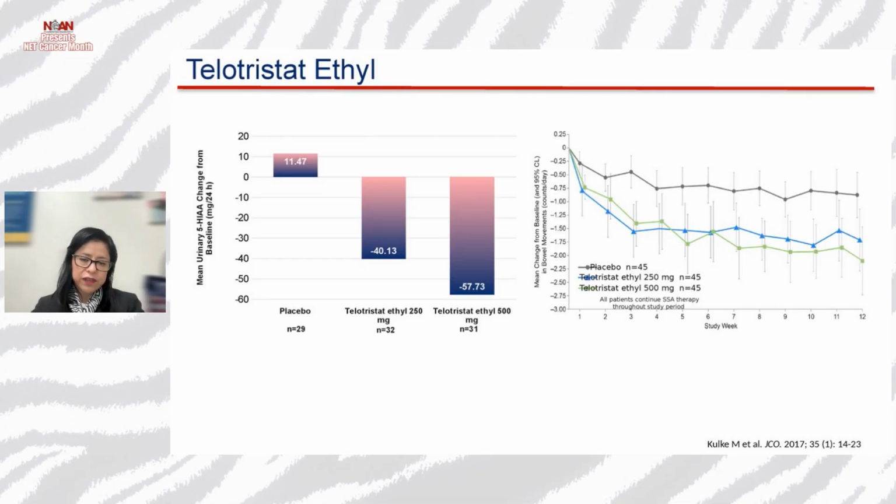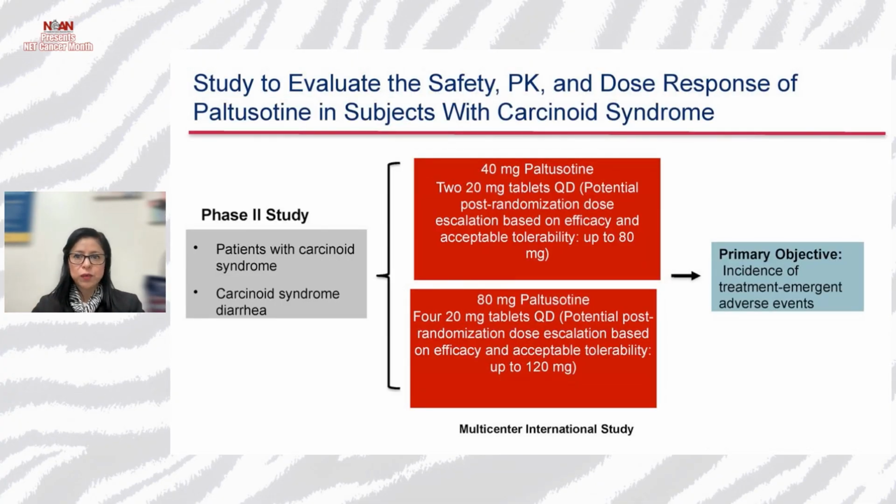They also have lower measurements of the 5-HIAA. Moreover, as we can see in this graph, patients on telotristat had fewer episodes of diarrhea compared to the patients on placebo, meaning those not receiving the actual drug. The patients receiving telotristat also had a decreased number of bowel movements by using this drug, and because of that, it was subsequently approved by the FDA for carcinoid syndrome diarrhea.